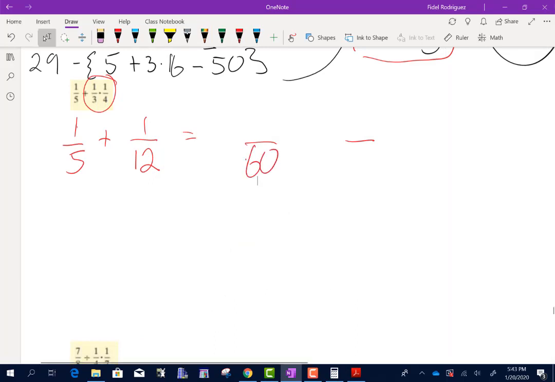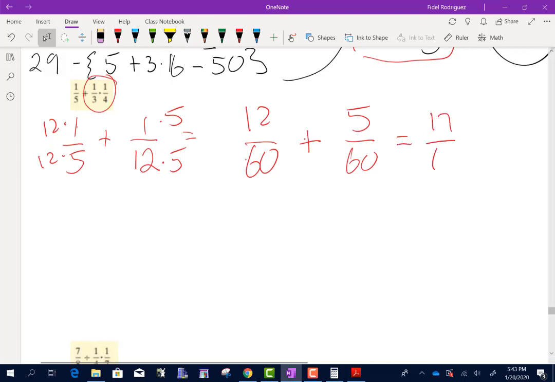Let's see, 60 and 60. So we're multiplying this guy by 12, so we got to do that by 12, that's a 12. Multiplying this one by 5, so we got to do that one by 5, that's a 5. There's a plus in the middle. And so now we just end up with 17 over 60, right?